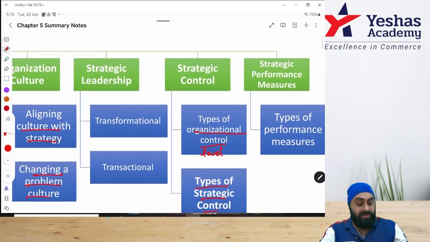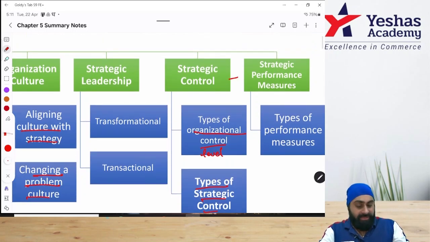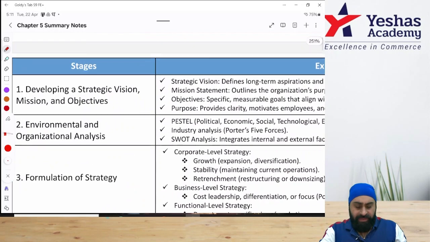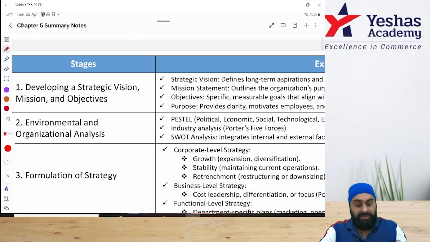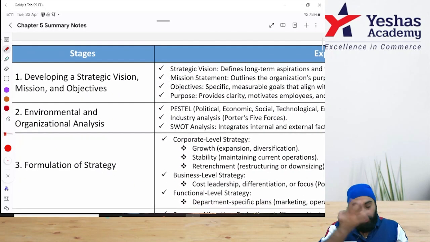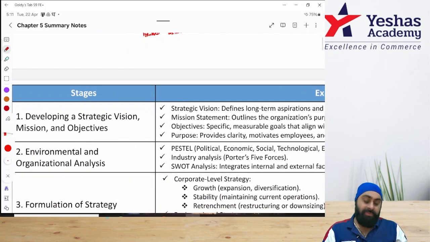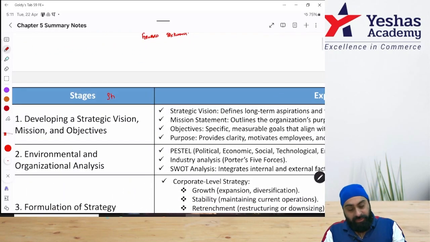Strategic performance measures, which is a sub part of strategic control only, but it's a very interesting topic which we need to focus on. Let's start. Let's start with a very simple, a very easy question. This is the stages of the strategic management process. So, stages for the strategic management process. What is the first step in the strategic management process, guys?